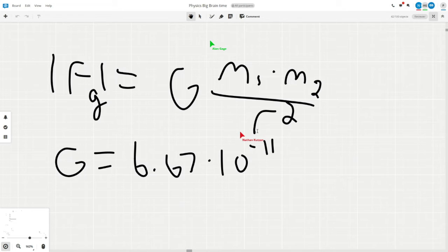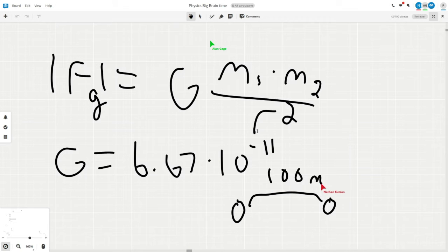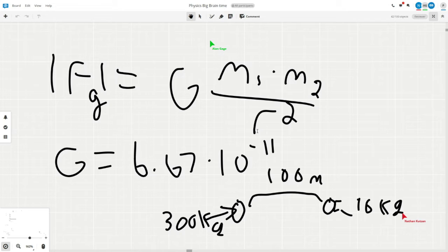Okay, so if I said, I have Earth and its moon, and I'm going to make up numbers that don't make any sense, just letting you know. Let's say that it was 100 meters apart, and Earth's mass was 300 kilograms, and the moon's mass was 10 kilograms. Obviously, this is ridiculous. Don't take these numbers away as sensible. You're going to get a super small force.